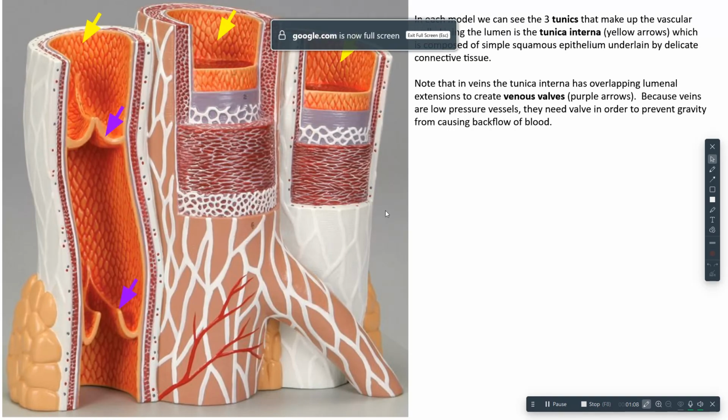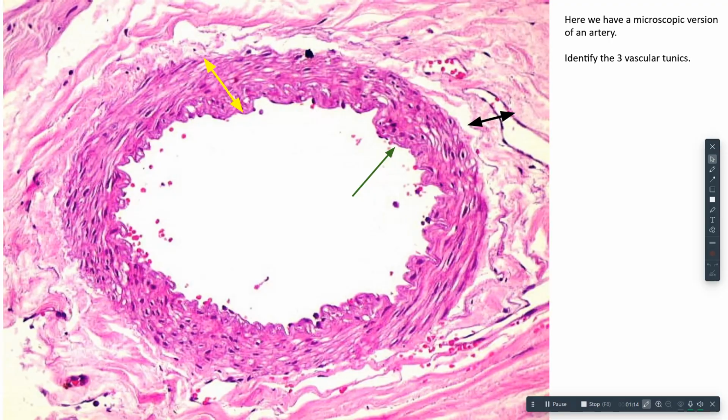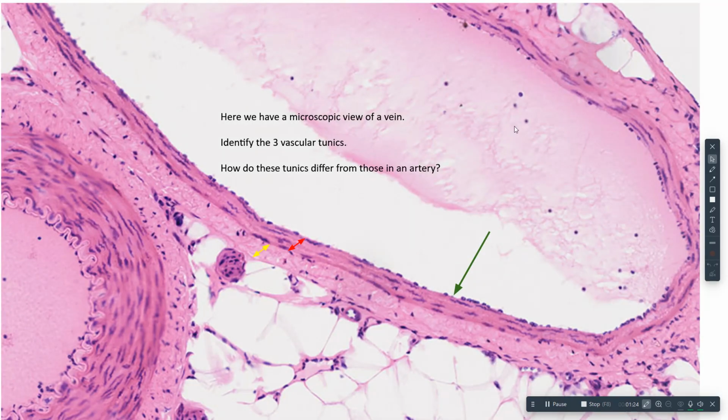All right, so we've done those three tunics. We did the valves. We can just zip right through this. Here's the real deal. Okay, here's an artery. Got all three of its tunics. We looked at this one last time too. Tunica interna, tunica media, tunica externa. Here is my vein up here, thinner wall because it's got lower pressure. Tunica interna, tunica media, tunica externa.